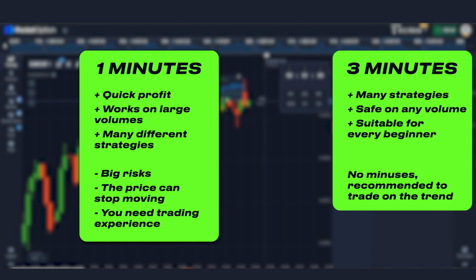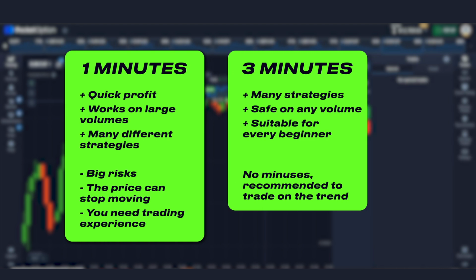3 minutes per trade. Suitable for all novice traders who are just learning to open their trades. And on the plus side, you can safely test your strategies here. You can work out the news. And also you are not tied to the volumes in the market. You can trade in low volatility as well as in high volatility.